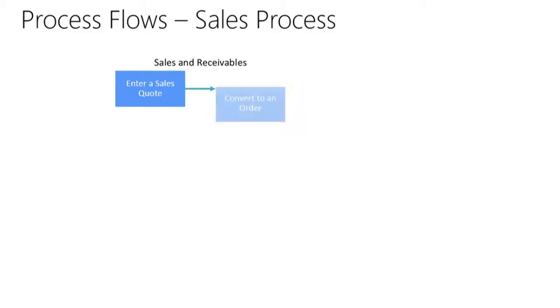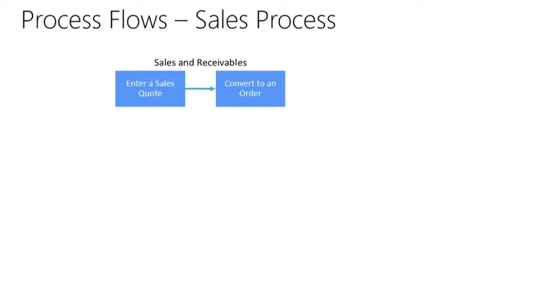So from the sales side, we have different starting points. What we are usually going to do is create a sales quote where we are going to ask a quote to one or multiple vendors. Once the sales quote has been entered into the system and the quote has been accepted, we can then convert it to an order.